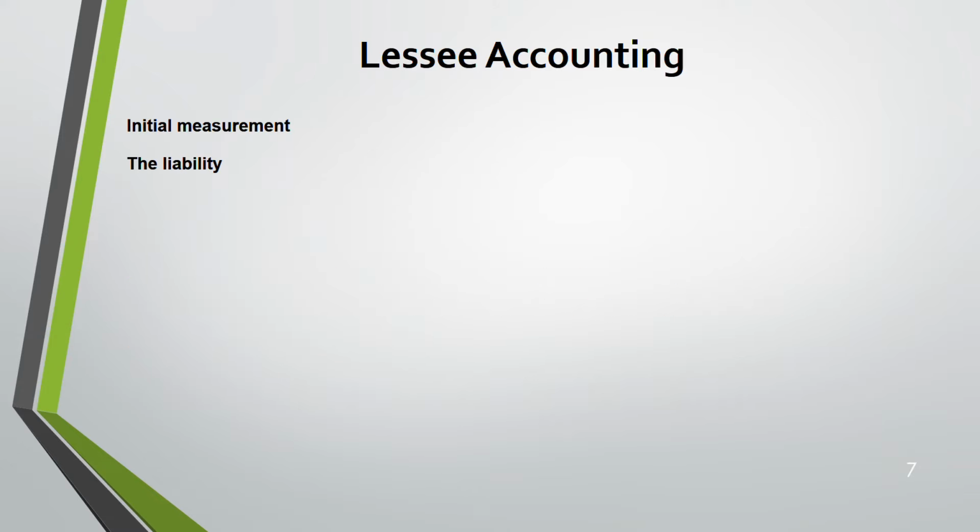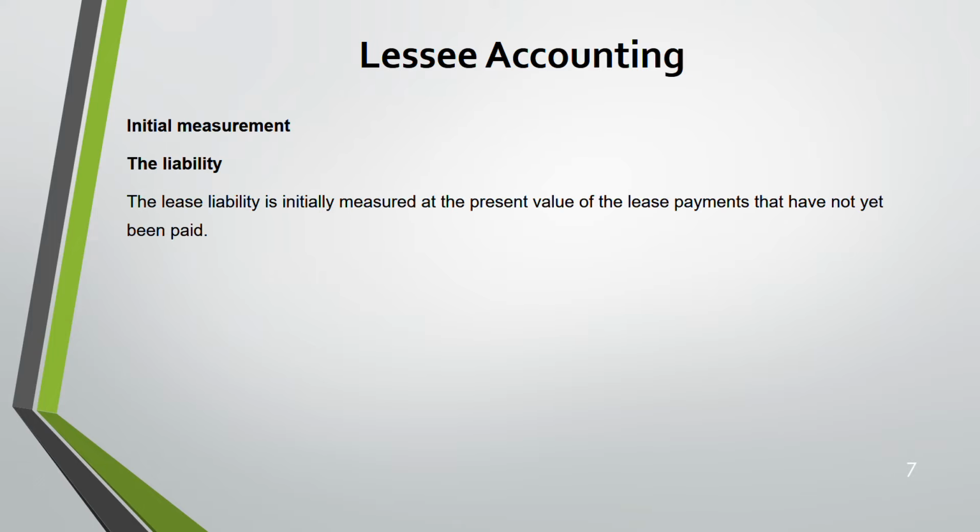Now, initial measurement. There are two things. One is subsequent, one is initial. Initially, lease liability will be recognized at present value of the lease payment. Why present value? Because you are often paid at the end of the lease, let's say. Okay. But today you need to know the value in today's terms because you have to recognize it today when you enter the lease, even though the payment might be done later. So initially you measure the present value of the lease payments that have not yet been paid. This is the starting point.